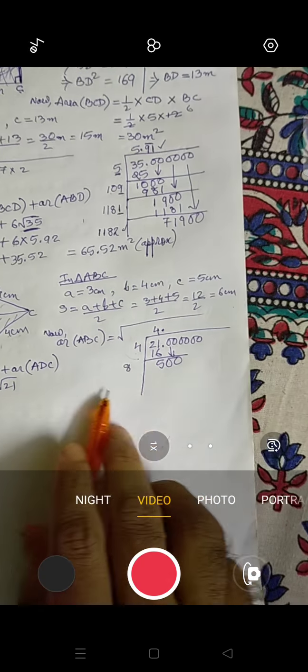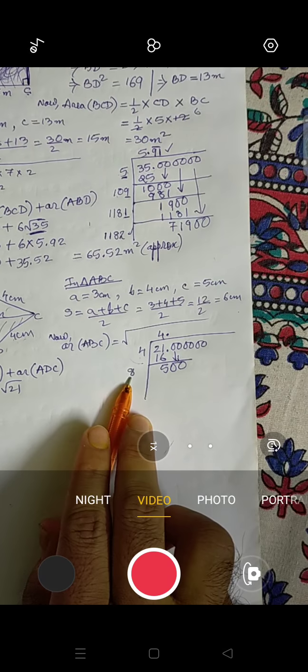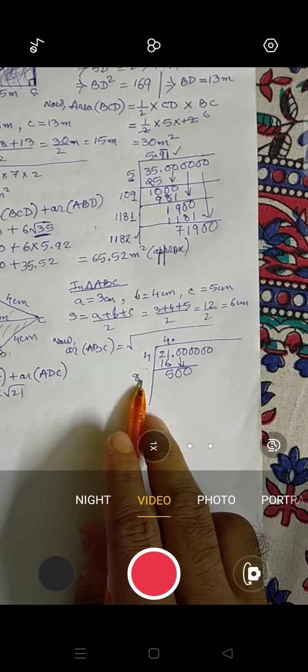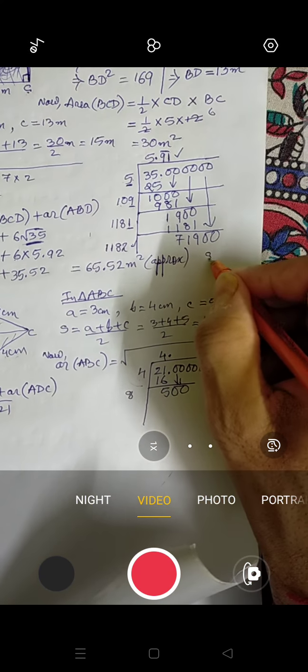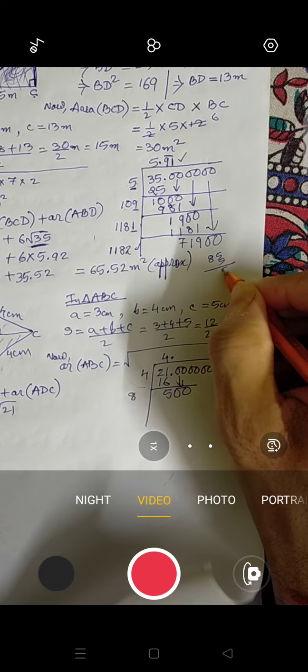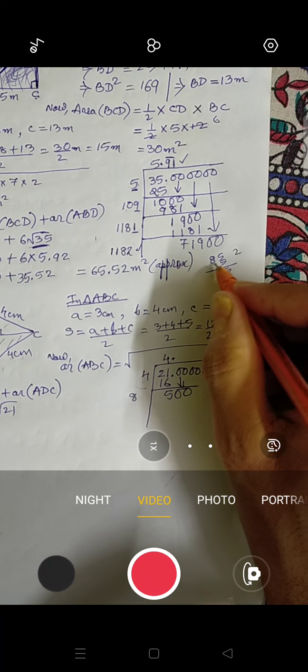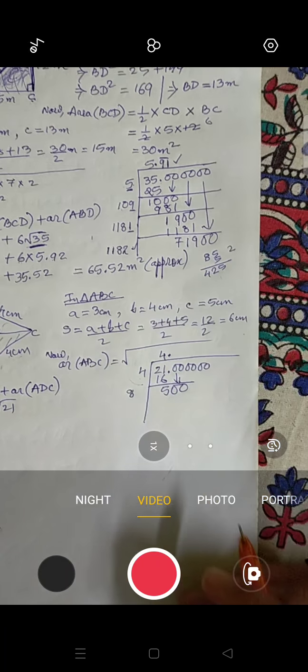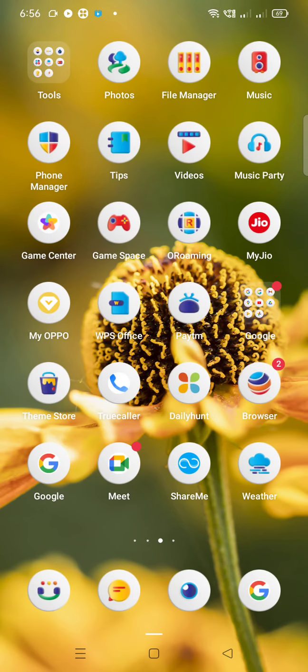Now let's see what we can take. Here 8 is there, what shall we take here? If we take 5, let's check it, 85. So if we take 5, 5 5s are 25, carry 2. 5 8s are 40, 42. You are having 425.